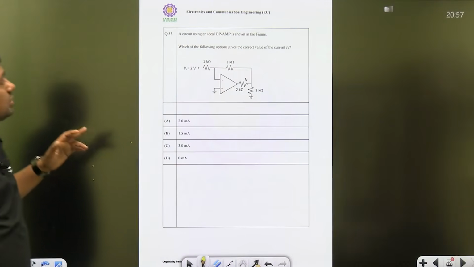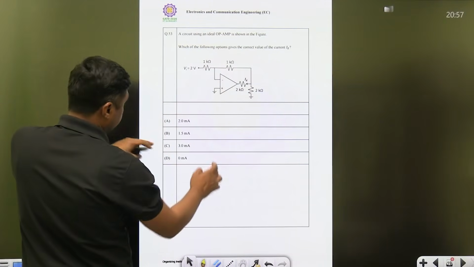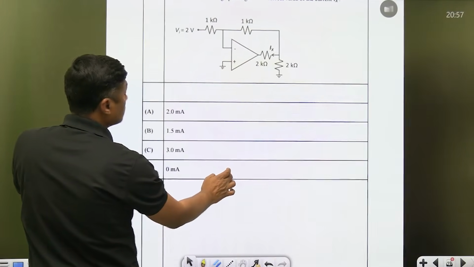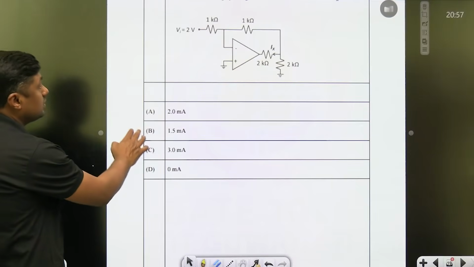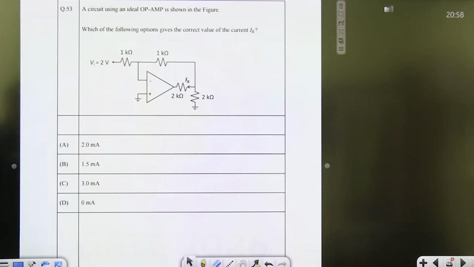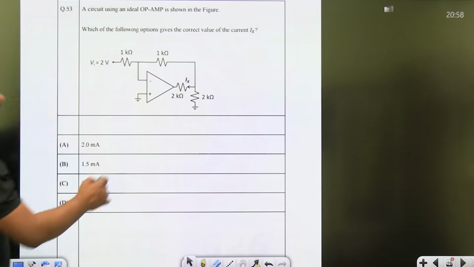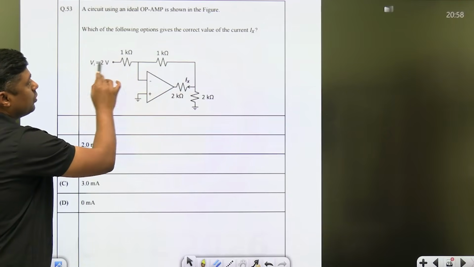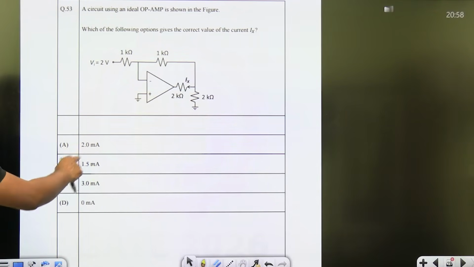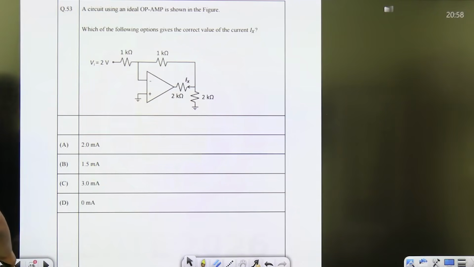Yes, look, this is again a question on the operational amplifier. A circuit using an ideal op amp is shown in the figure. Which of the following options gives the correct value of the current Ix in this loop? 1 kilo ohm, 1 kilo ohm, 2 volt, a 2 kilo ohm resistor is connected. It is an MCQ: 2 milliampere, 1.5 milliampere, 3 milliampere, 0 milliampere.